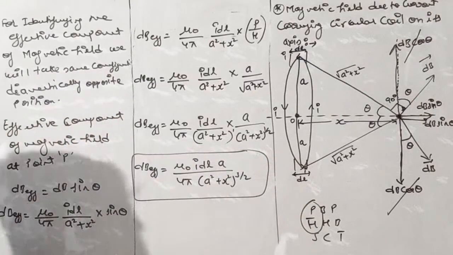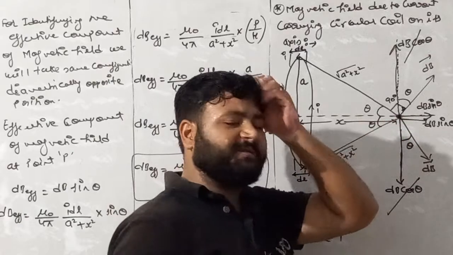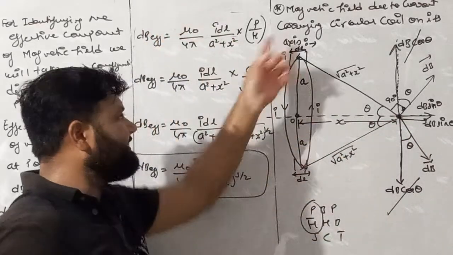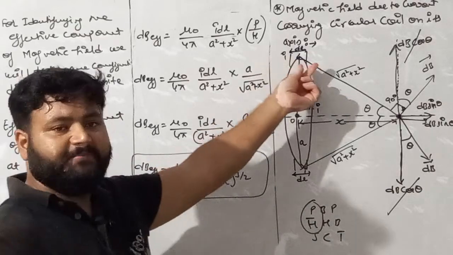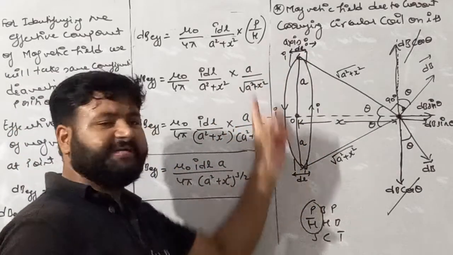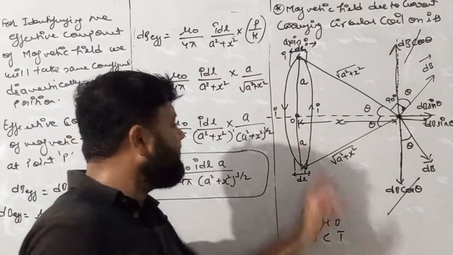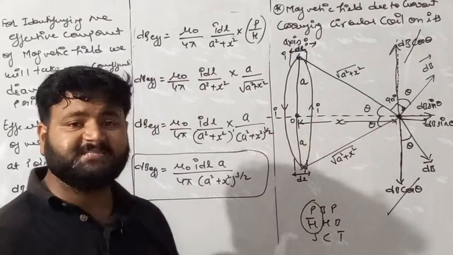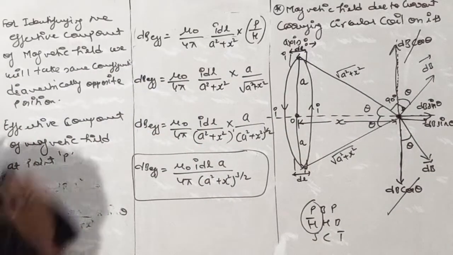This is the value of magnetic field on point P, which is present on the axis of the current carrying circular loop. Now this is basically due to a small element. We want to find the magnetic field due to the whole current carrying circular loop at point P, which is present on the axis of the circular loop. So we all know, my dear student, we have to integrate this.